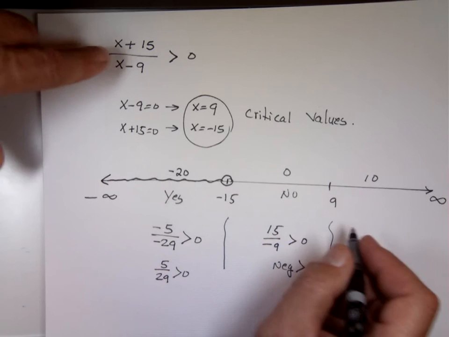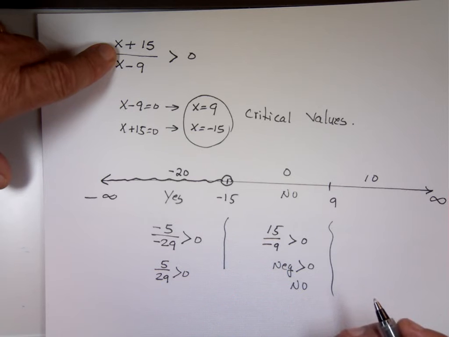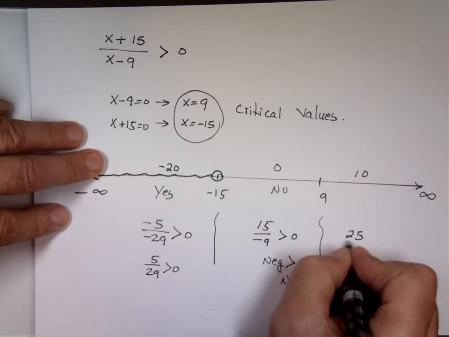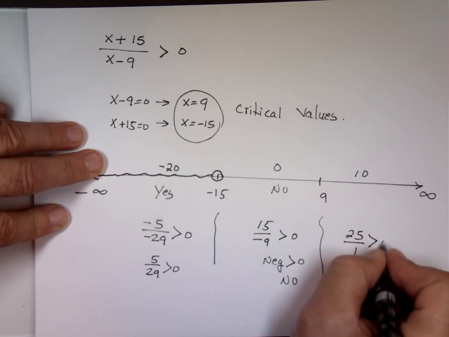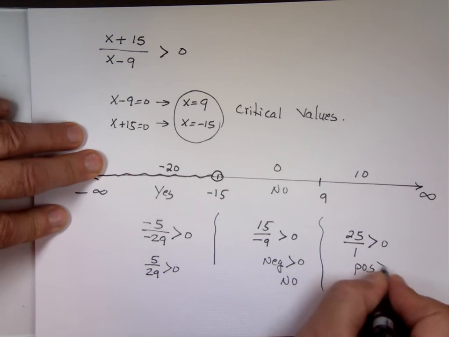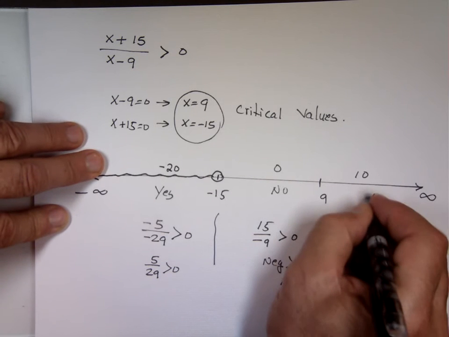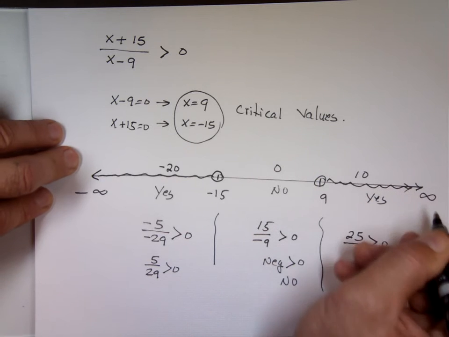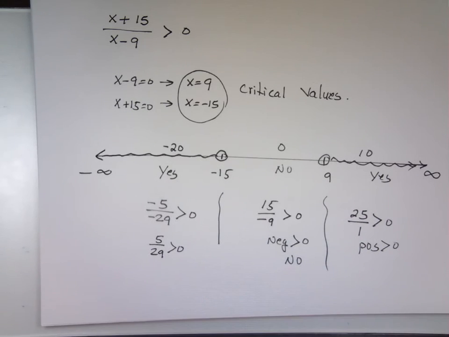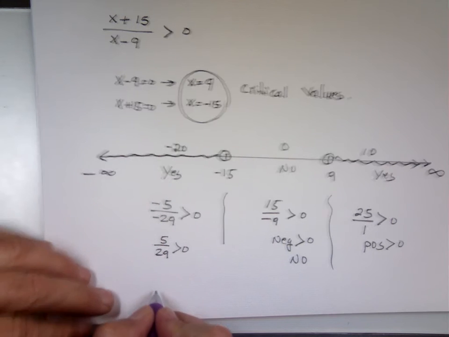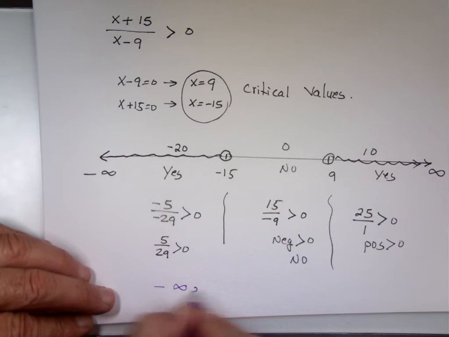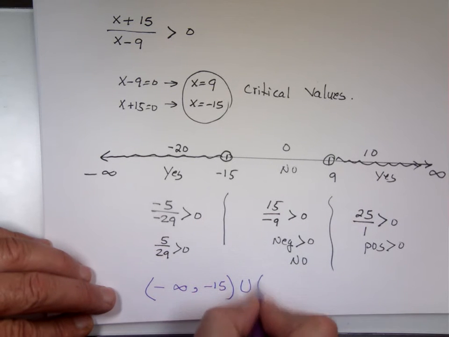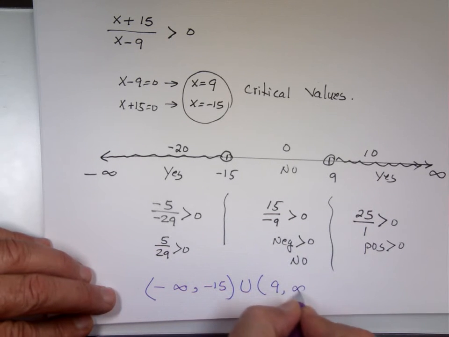So now let me try another one here. The 10 plus 15, which is what? 25 over 1, that's a positive number. Any positive number is greater than 0. Yes. So my solution from where to where? Negative infinity to negative 15, not included. Add to it, union, from 9 to positive infinity.